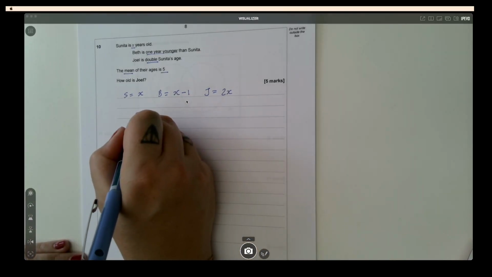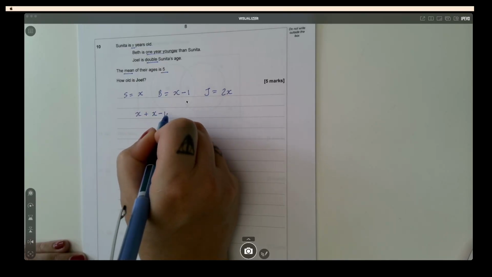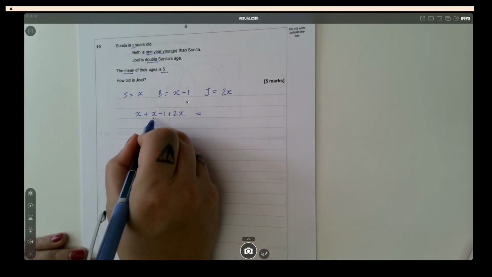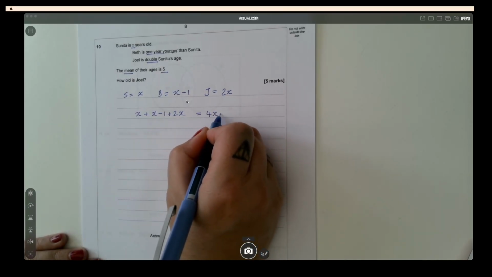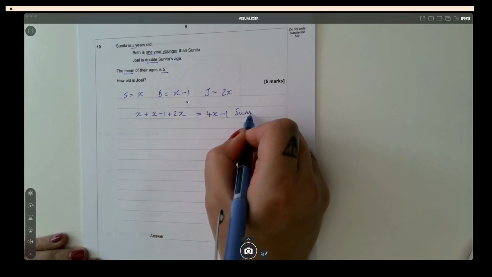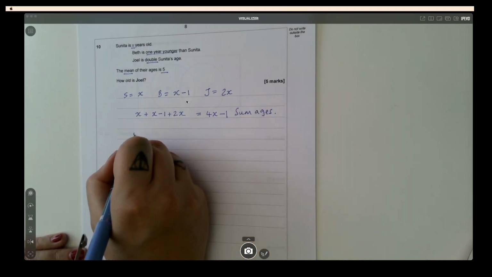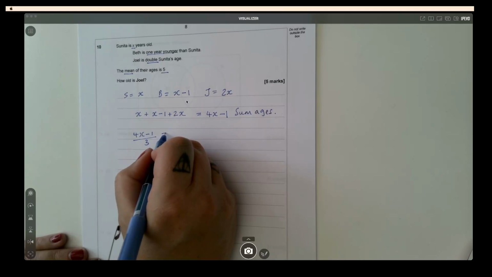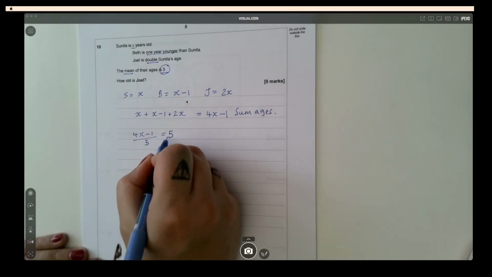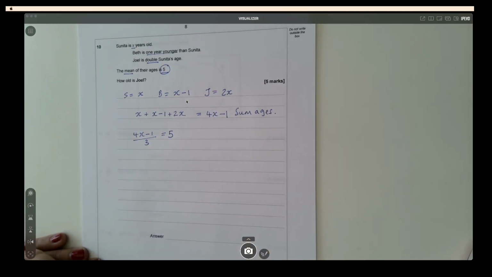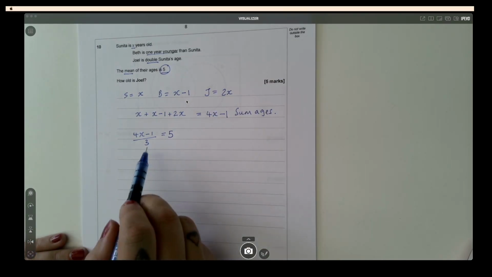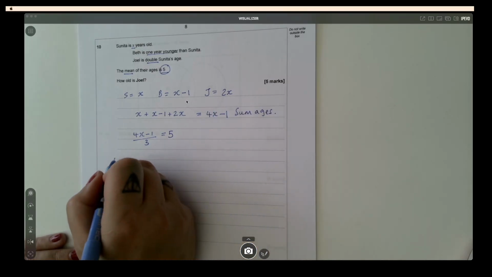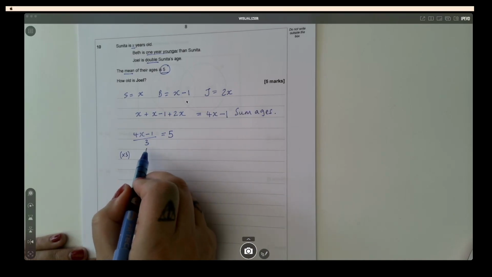So let's start by adding them. So x, add x minus 1, add 2x. We would have added those together to get x plus x is 2x, plus 2x is 4x, and then subtract 1. So this is the sum of their ages, but we would have divided that by 3 because we have 1, 2, 3 ages, and then that would have given us this mean of 5. So now we've formed an equation. If we solve this equation for x, we can substitute the x value into here for Joel and find out his age. So the first thing I'm going to do is multiply by 3 to eliminate this fraction.